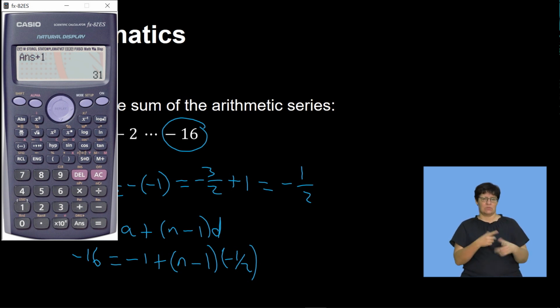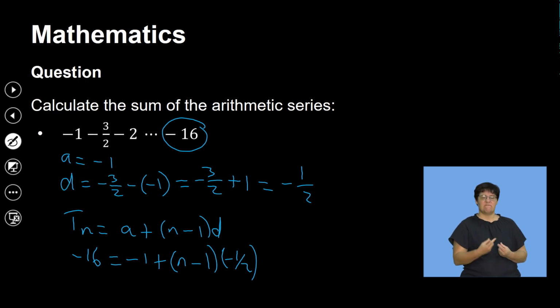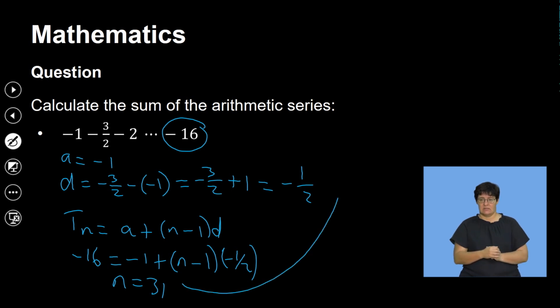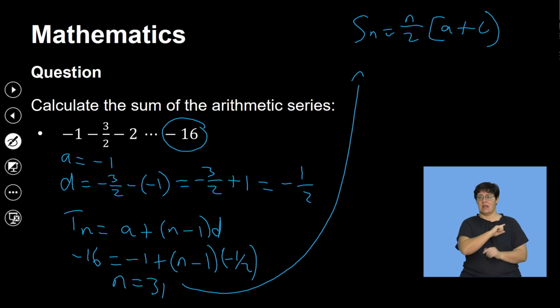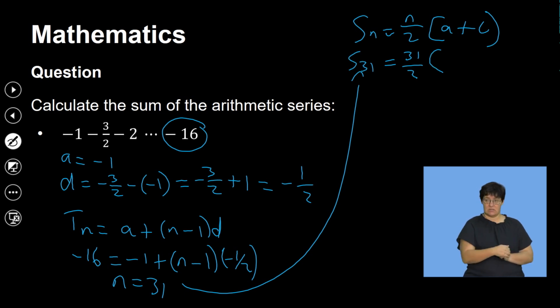I'm just doing it so that I don't have to then do a lot of work, right? So it's n is equal to 31. Then automatically you can see that now I know the formula Sn is equal to n over 2 into a plus my last term, right? The n value is 31 over 2, so remember, it's S31 multiplied by the a value, which is minus 1, and then plus my last term, which is minus 16.